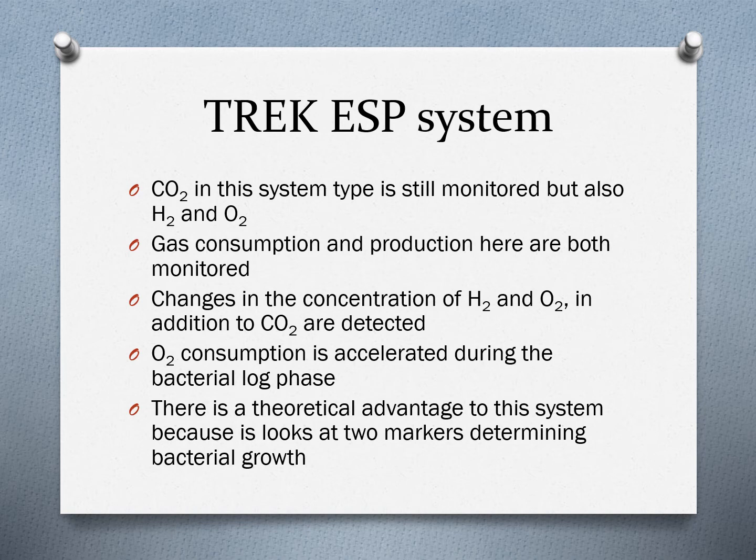The Trek ESP system looks for CO2 in the system, but it also looks for hydrogen and oxygen gas as well. Gas consumption and production here are both monitored, and changes in the concentration of hydrogen and oxygen in addition to CO2 are detected. This system actually reads a change in air pressure. DIFCO has a similar system, but in their system they look at nitrogen gas instead of hydrogen gas. There is a theoretical advantage to this system because it looks at two markers determining bacterial growth.